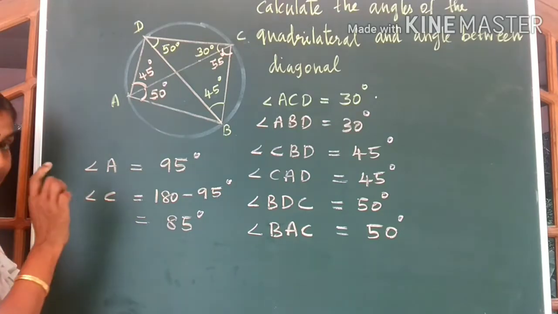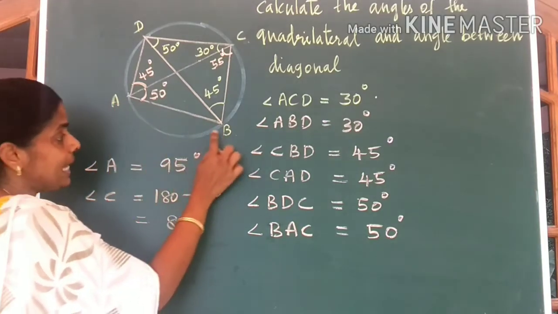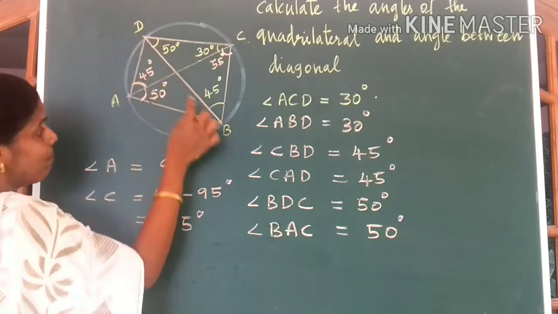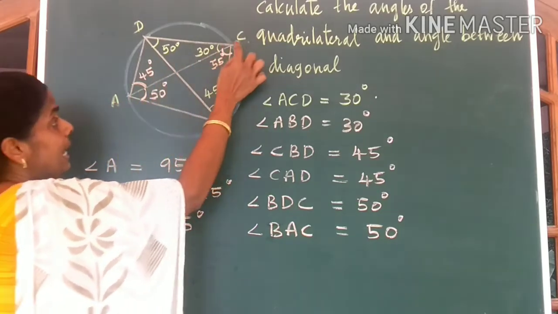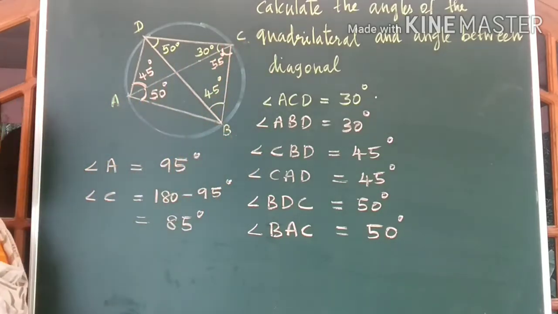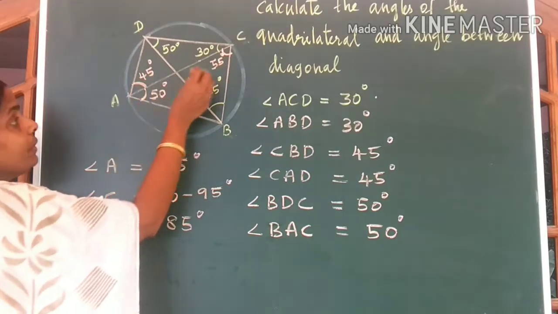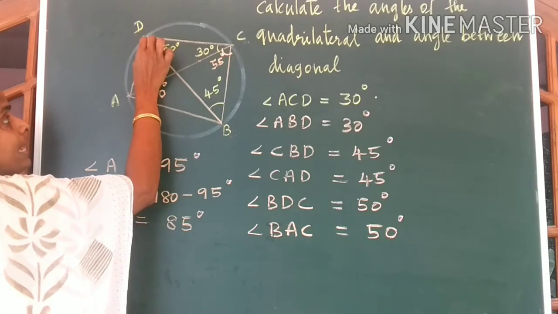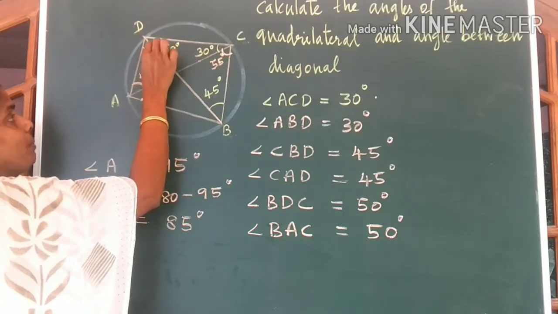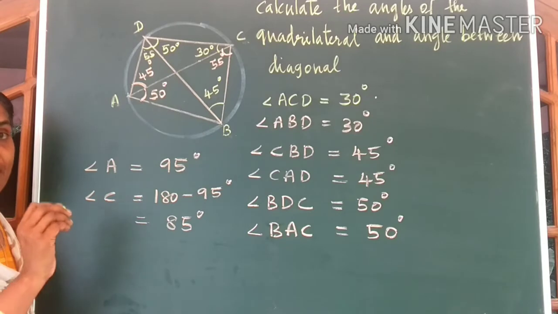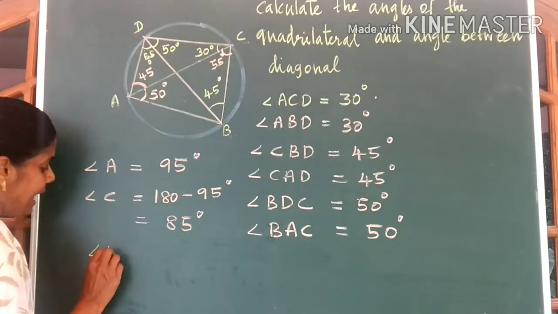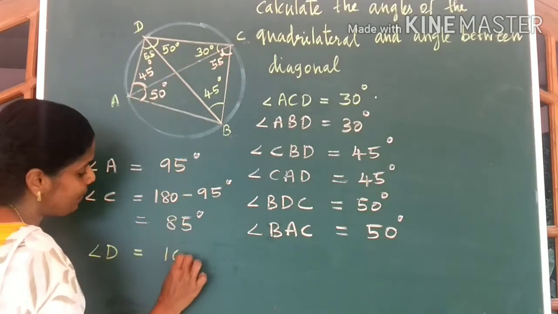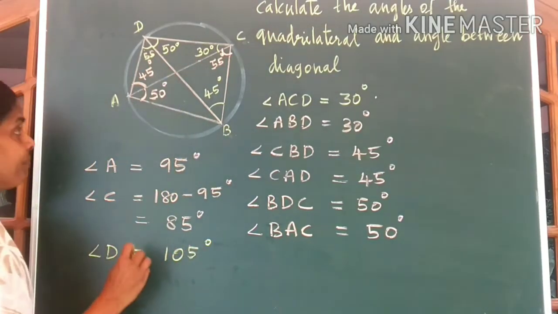Is it clear? Now if you look at arc AB, AB makes an angle ADB and also ACB in its alternate segment. So both these angles are equal. Since this is 55, I can mark this angle also to be equal to 55 degree, from which you can write angle D to be equal to 55 plus 50, which is equal to 105 degree.